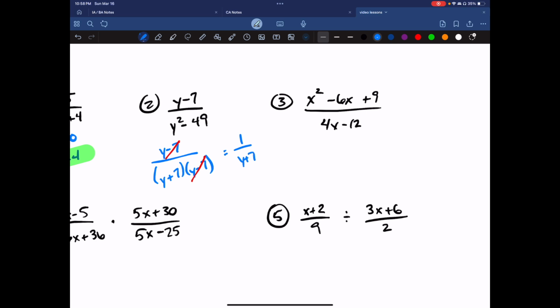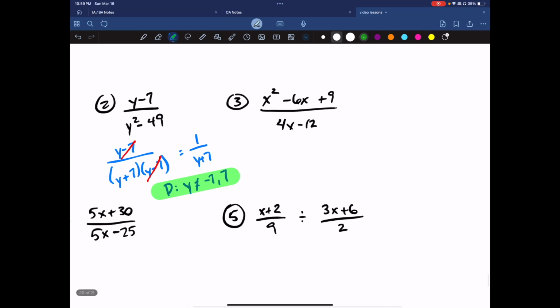However, when it comes to the domain question, you had a +7 in the bottom and a -7 in the bottom. So both of them need to be thrown out, and that will be your domain. So this domain is going to be y does not equal -7 or +7. Depending on how they ask the question, if they want the simplified version or if they want the domain, this is how you do it.